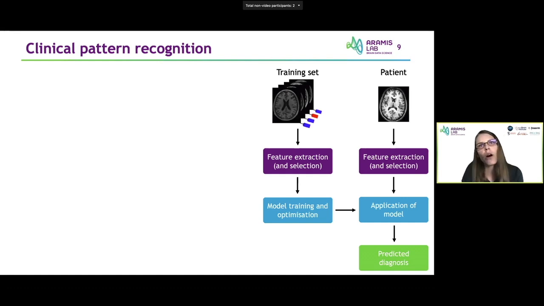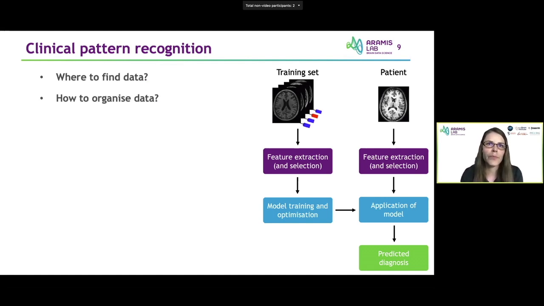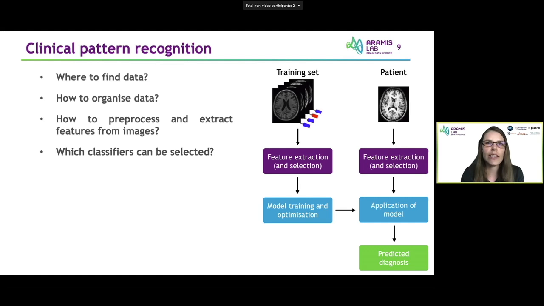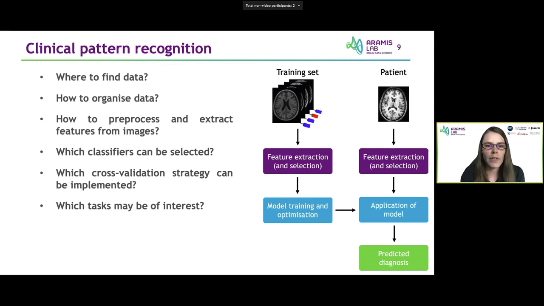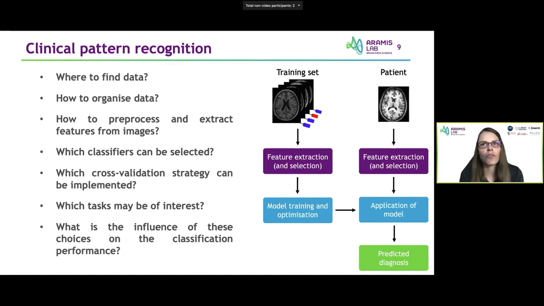In this talk, I'll explain how to design and validate pattern recognition for clinical application in brain diseases by answering several questions. We will first see where to find data for training and testing and how to best organize them. We'll then see how to preprocess and extract features from images. Now that we are ready to play with machine learning, we'll see how different classifiers can be selected, that different cross-validations can be implemented, and that some tasks may be more relevant than others. Finally, we'll see what is the influence of some of these choices on the classification performance.